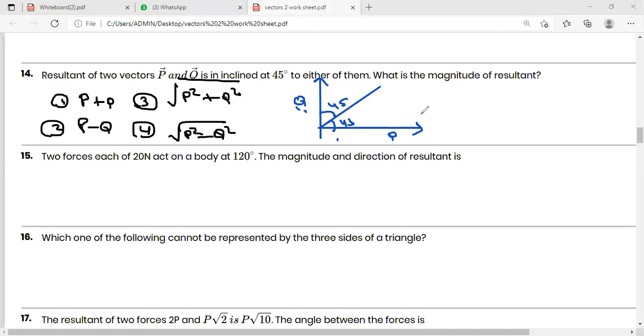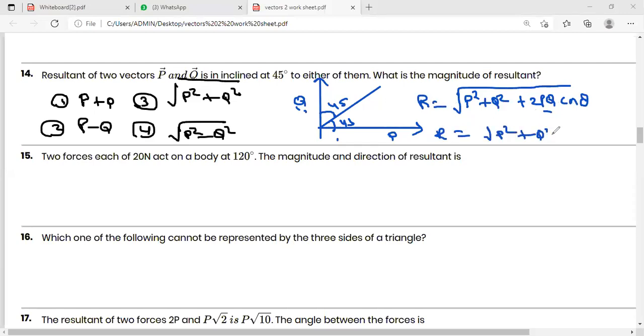Now, if two vectors are given which are perpendicular and the resultant is in the middle, what is the formula for the resultant? What is the general formula for the resultant? Root over P square plus Q square plus 2PQ cos theta. Since the angle between the two vectors is 90 degrees, cos 90 will be 0. So then this factor will be 0. Then finally the resultant is root over P square plus Q square. Understand?